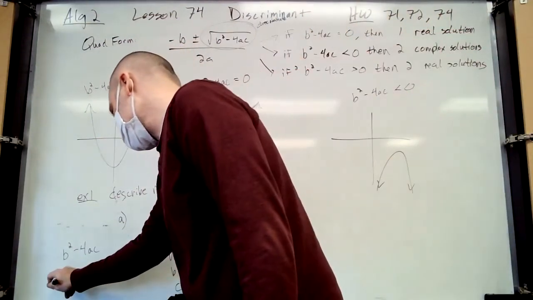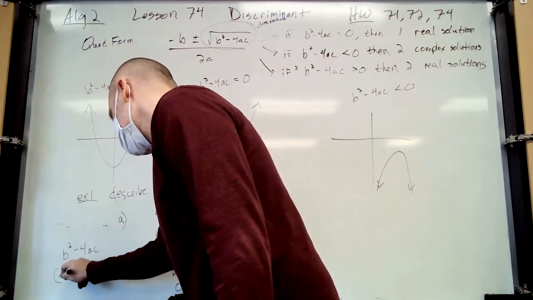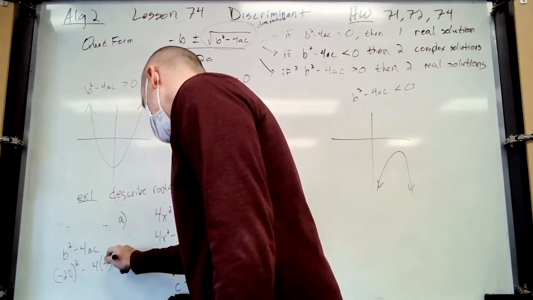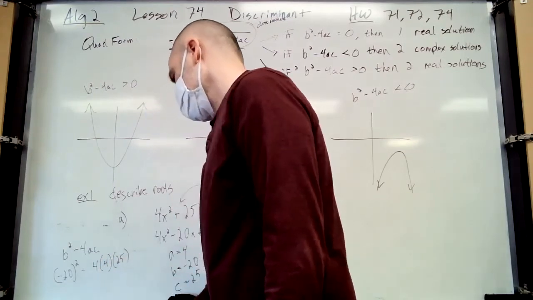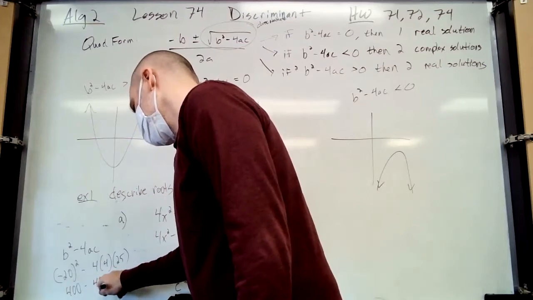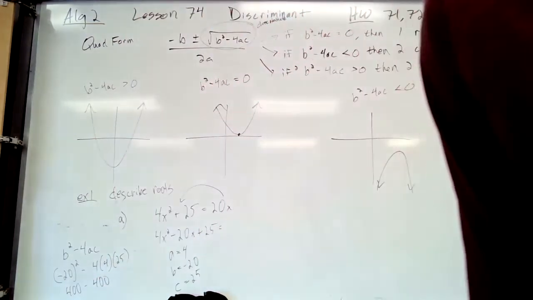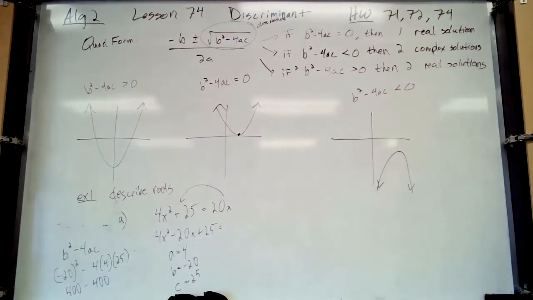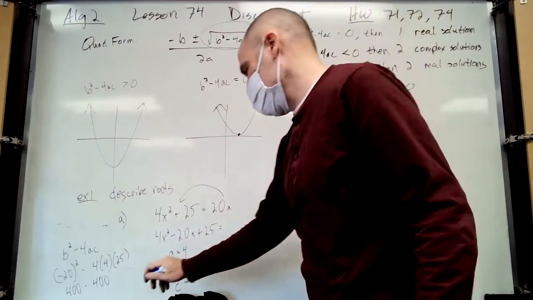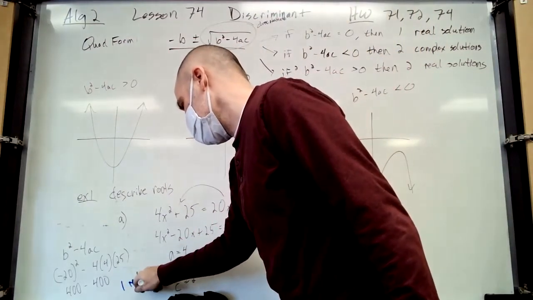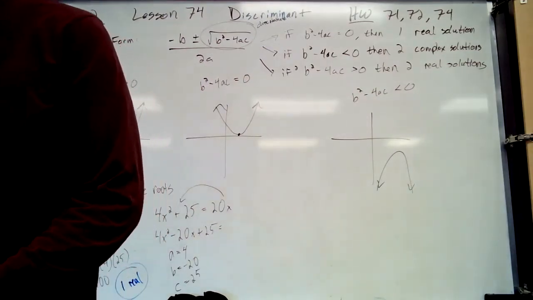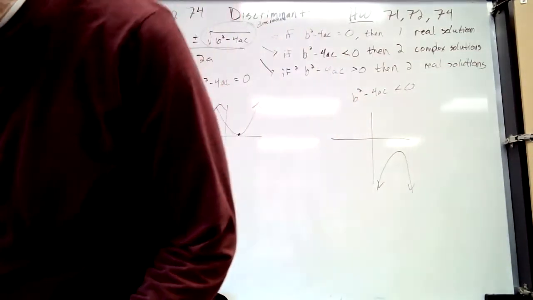Okay, so that's negative 20 squared minus 4 times 4 times 25. Well, so that's 400 minus 400. So what kind of solutions are we going to have? One real solution. So one real solution. That's not bad, right?